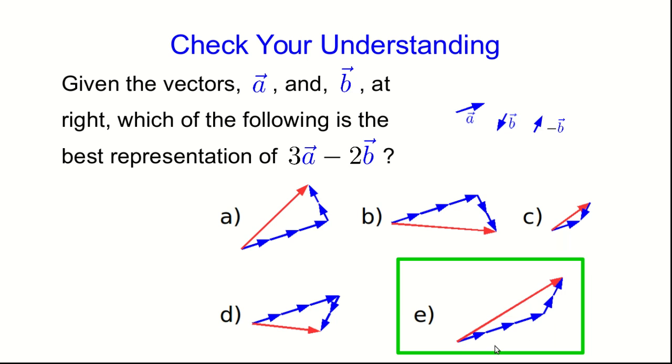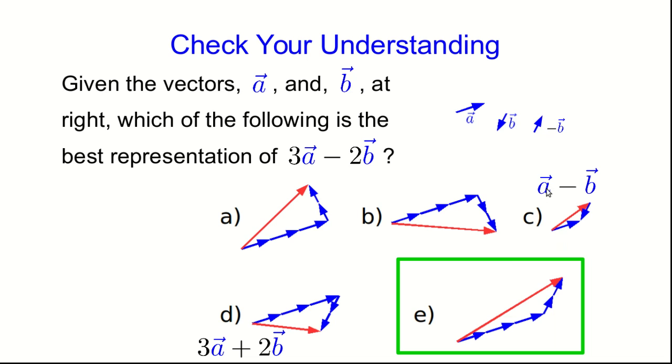Now notice there's only one of them that actually has a vector pointing in this direction. It's e. And so if you look, here's 1a, 2a, 3a, and then minus 1b, minus 2b, and we started here and we end here, so we draw the result this way. And so e is correct. You might have been tempted by d, but note, d isn't 3a minus 2b, it's 3a plus 2b. b points in that direction, and there are two of those here.